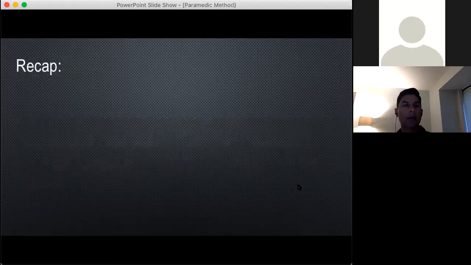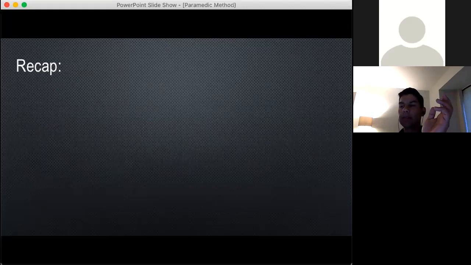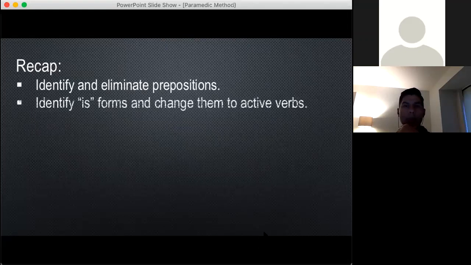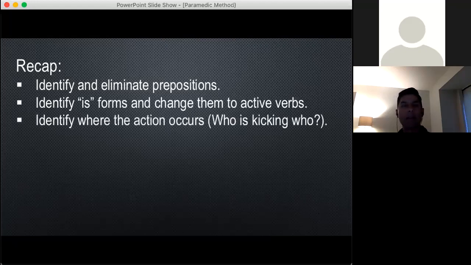Okay. All right, so you type that. So let's recap the steps, okay? First, it was identify and eliminate prepositions. The next step was to identify is forms and change them to active verbs. Identify where the action occurs, or in other words, who is kicking who, right? Who's doing what to who.